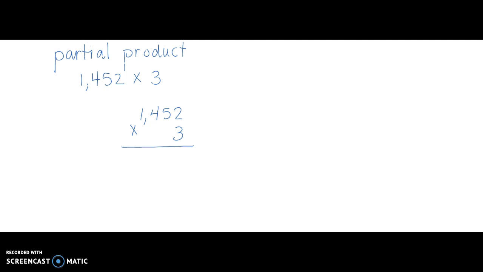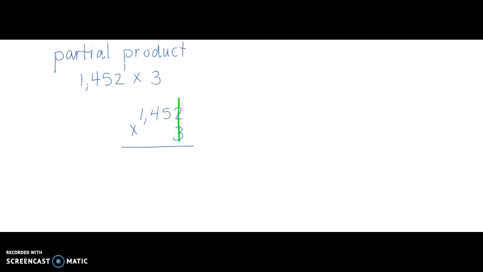So we're going to remember that when we multiply a multi-digit number times a one-digit factor, we take the one-digit factor, in this case 3, and multiply times the ones place, then times the tens place, then times the hundreds place, and finally times the thousands place. So let's do that right now.